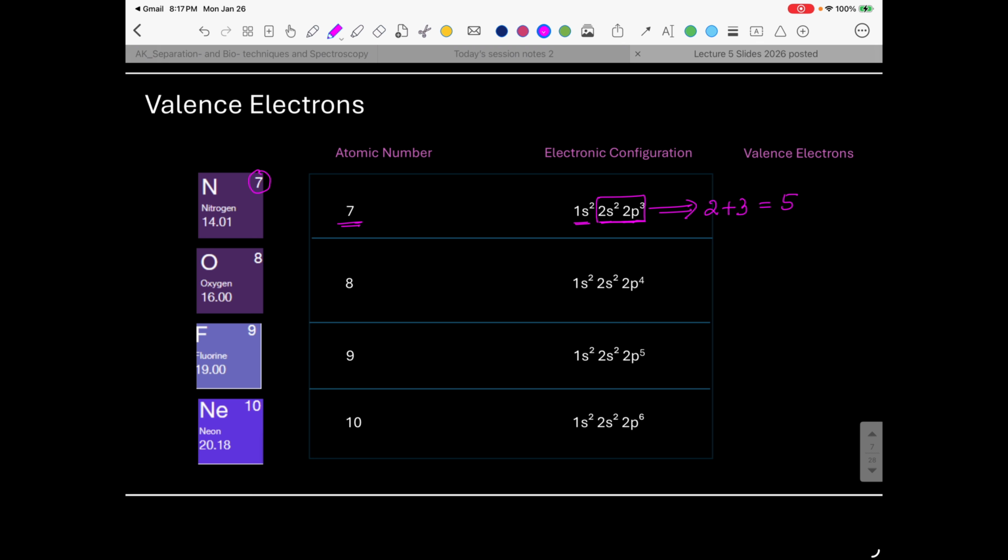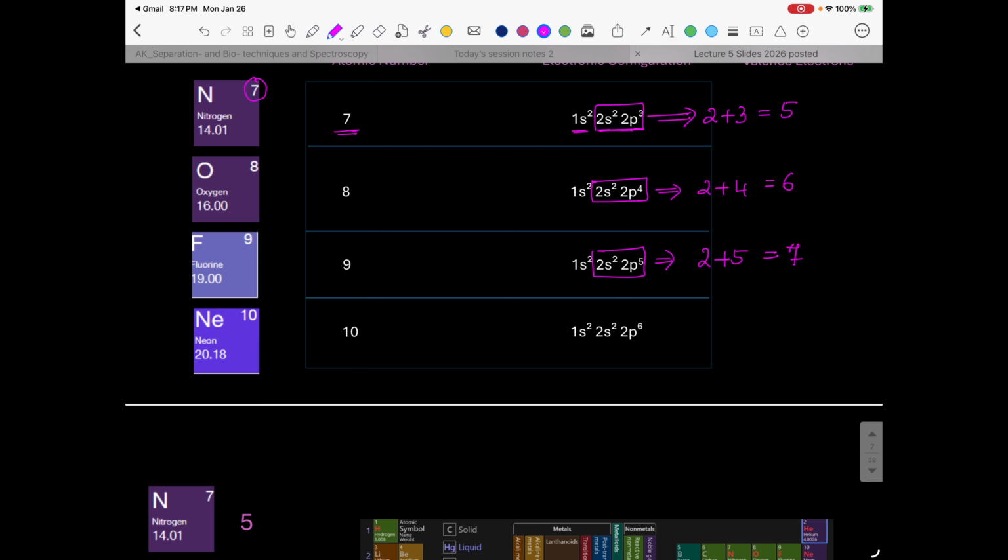Now in the case of oxygen, we have 2s2 and 2p4. So together this will be 2 plus 4, that will be 6 valence electrons. And in the case of fluorine, we have again 2 plus 5 because these are all in sequence. So this will be 7 valence electrons. And in the case of neon, you can see that 2 plus 6, so that means 8. So this is where we have the octet complete. And that's why neon becomes a noble gas.